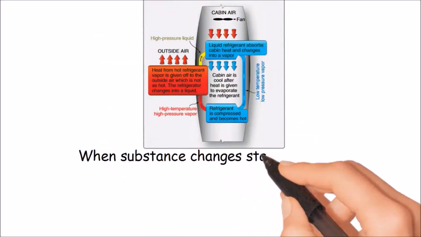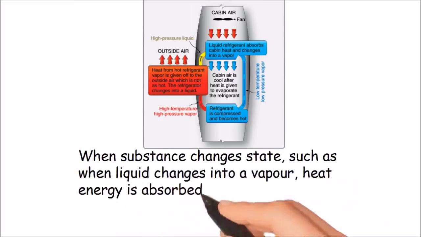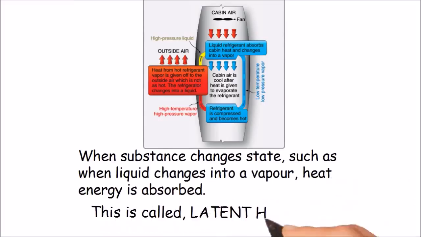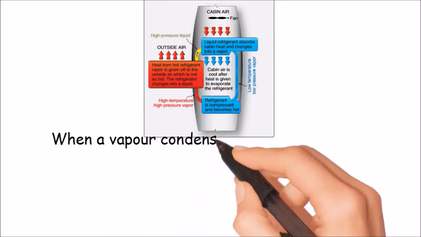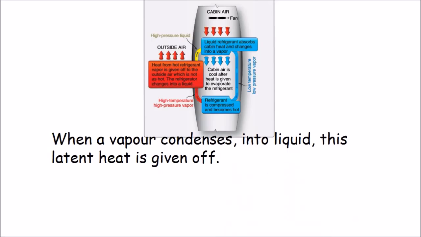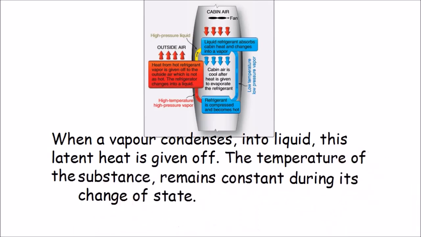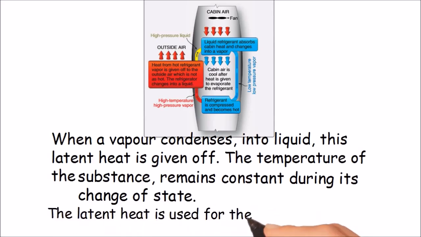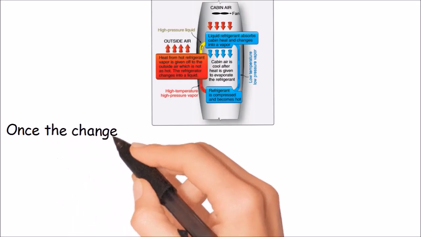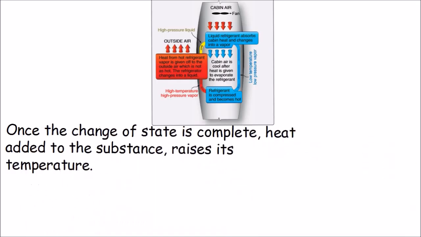When a substance changes state, such as when liquid changes into a vapor, heat energy is absorbed. This is called latent heat. When a vapor condenses into liquid, this latent heat is given off. The temperature of the substance remains constant during its change of state. The latent heat is used for the change process. Once the change of state is complete, heat added to the substance raises its temperature.